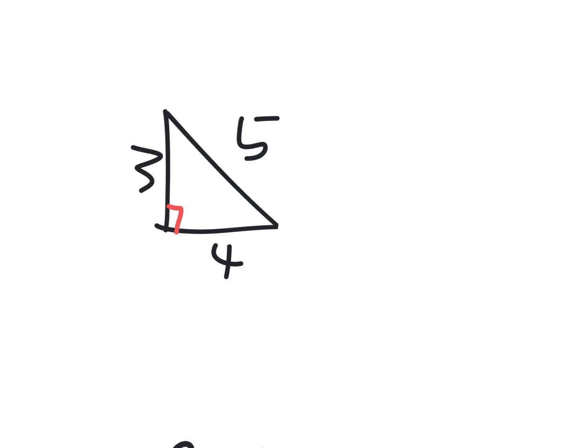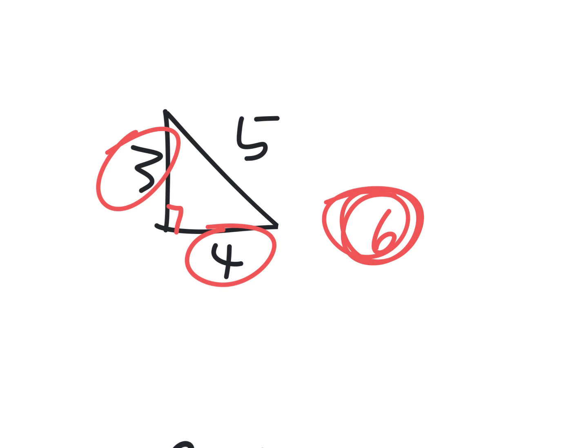You probably learned this in either elementary school or middle school, one or the other. Base times height, divide by 2. 3 times 4 is 12, divide by 2 is 6. Who had 6 written down? Okay, good. Now I'm going to show you another way to get the area of a triangle when you don't have a right triangle. Because if it's a right triangle, that's what you do. We're done. But what about a non-right triangle?